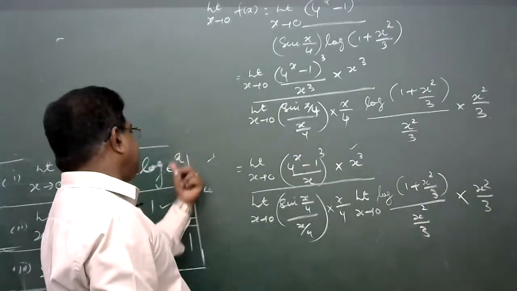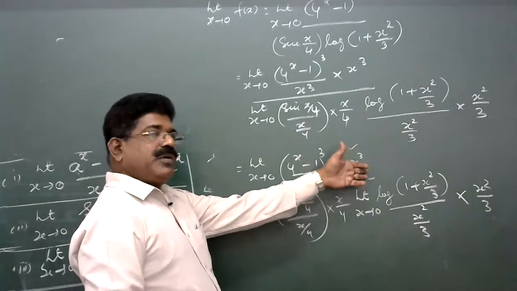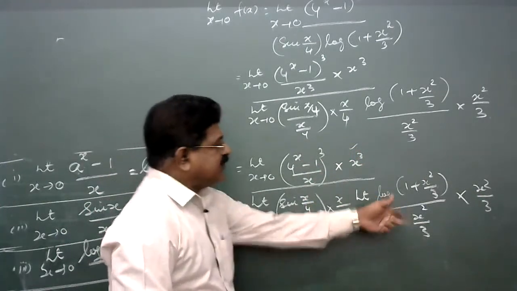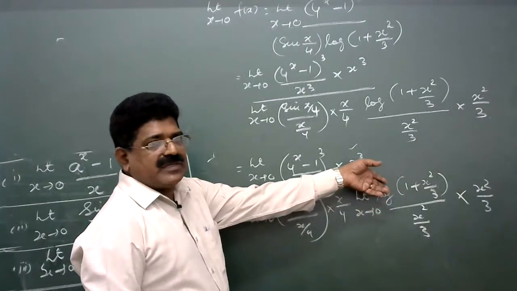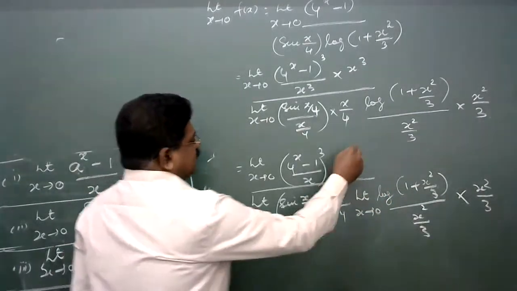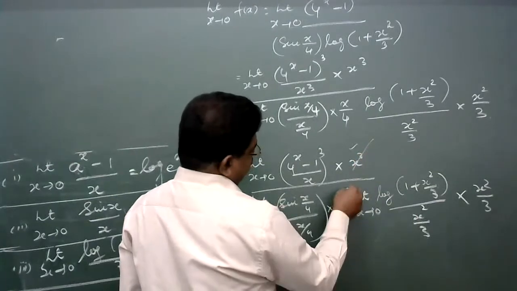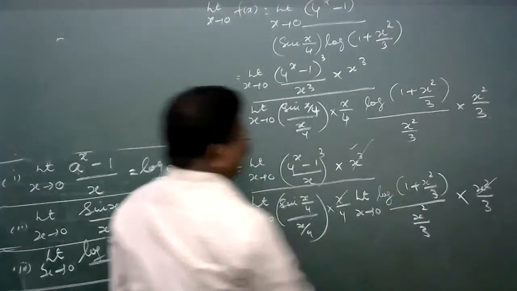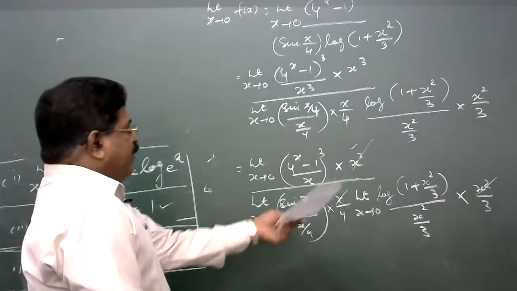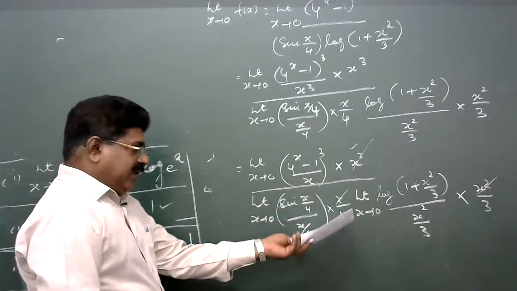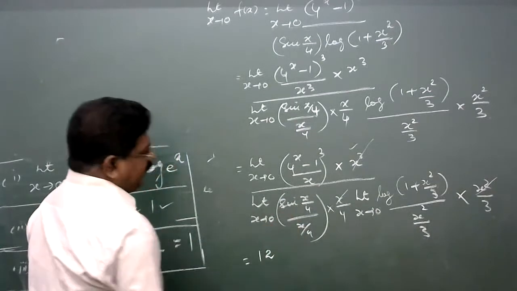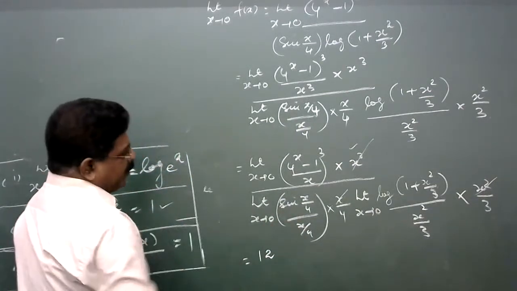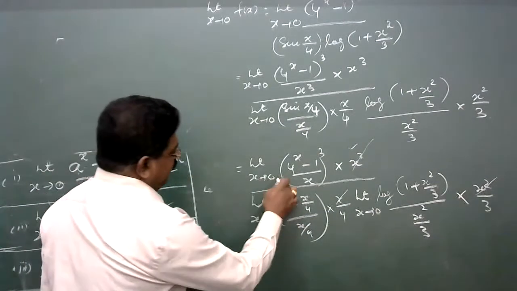Log of 4 base e into 0. Then again, what happened here? 0 into 0 is 0, 0 by 0, indeterminate. Now here, x to the power 3 cancels by x and x squared. Now the denominator, 4 into 3, that is 12. 12 will be in the numerator. Now apply the limit.